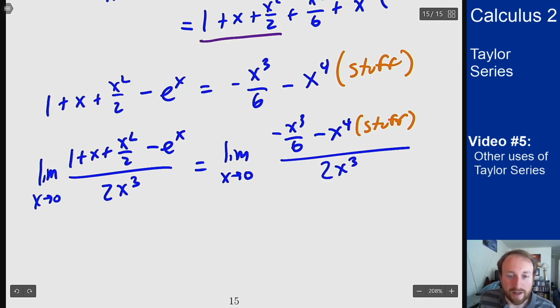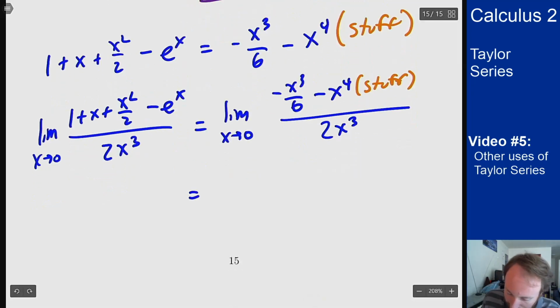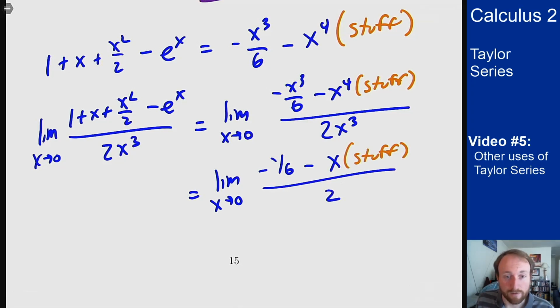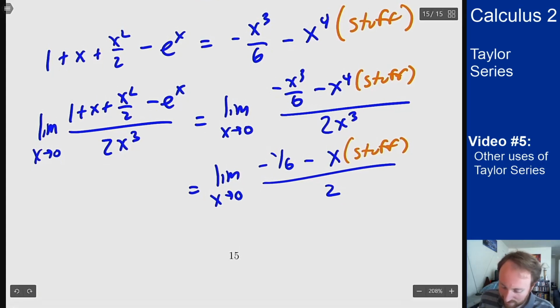And now I can cancel an x cubed from the top and bottom because they both have x cubes in them. So I get the limit as x goes to 0 of negative 1/6 minus x times stuff, divided by 2. And now I can send x to 0 for free, and the stuff term just all goes away. That's why I was okay leaving it as stuff in there, because I wasn't going to care what happened to it eventually anyway. So when x goes to 0, this just comes out to negative 1 over 12.